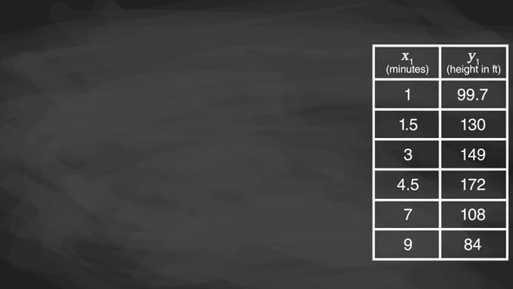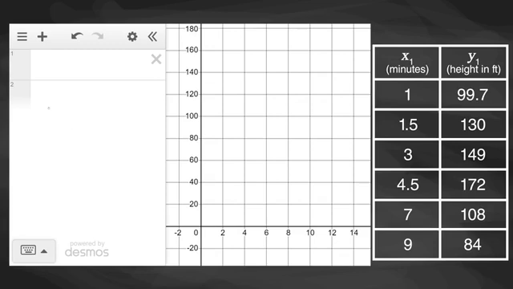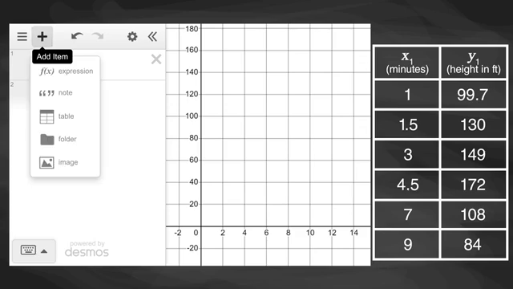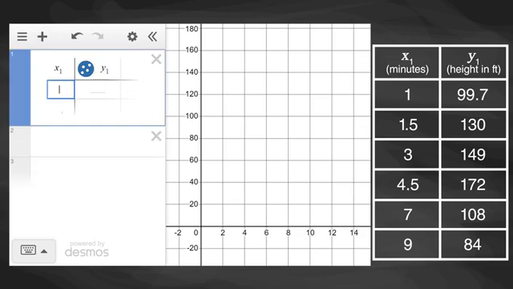To solve this problem, we will use Desmos to graph the dataset. To enter a dataset, click the plus sign at the top left of the screen and select Table. Select the first cell under X1 with the cursor. Type the values from the dataset into the table. Press Tab to progress to the next cell. Desmos will graph the coordinate points on the grid to the right as they are entered.